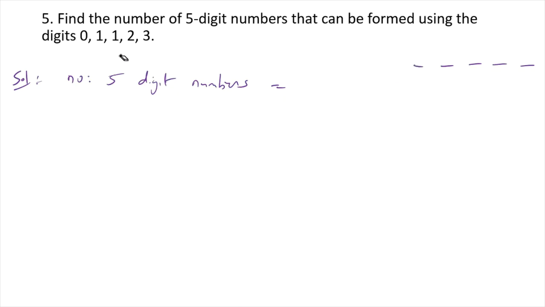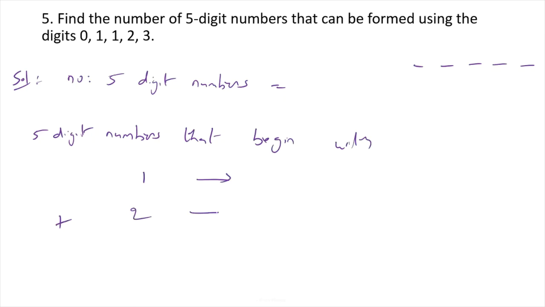But here the given digits are 0, 1, 1, 2, 3. So 1 is a little bit different from 2 and 3, because there are 2 copies of 1, and there is only 1 copy of 2 and 3. So number of 5-digit numbers is equal to 5-digit numbers that begin with 1, plus 5-digit numbers that begin with 2, plus 5-digit numbers that begin with 3.